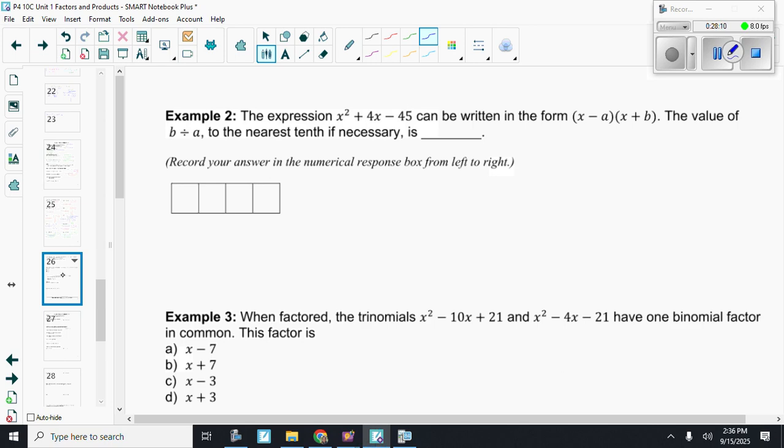It just tells us that it can be written in factored form. Awesome. It basically says, I want you to factor this, and then I want you to line up the factors. You tell me which one's A and which one's B. I'm going to have you divide them. So here's what we're going to do.